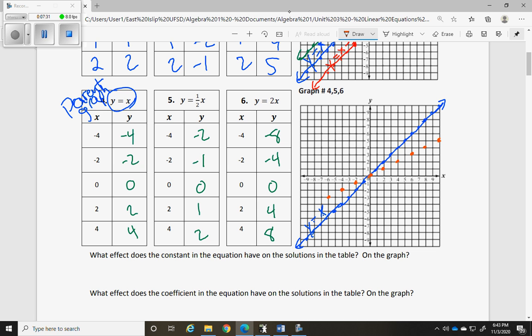All linear equations must create a straight line. The word linear has the word line in it. Linear equations make straight lines.